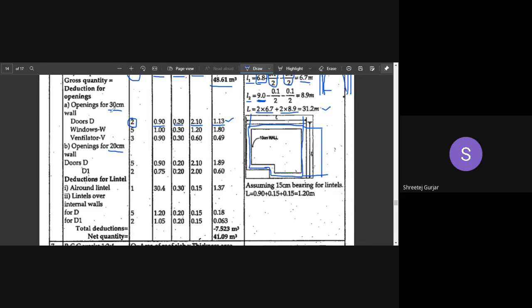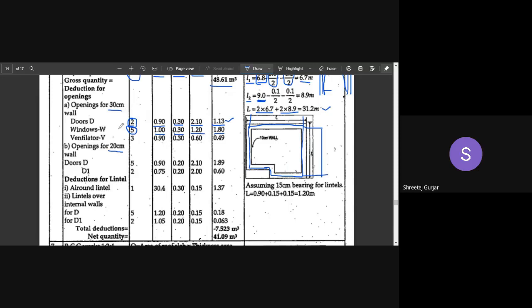Okay, so coming to windows, how many windows are there in 30 centimeter wall? 5 number of windows are there in 30 centimeter wall. You can just look into your plan. So the size of my window is 1 meter in length, 1.2 meter in height, and 0.3 meter in thickness. So multiplying all these values, I get the quantity of deduction for windows in 30 centimeter wall.